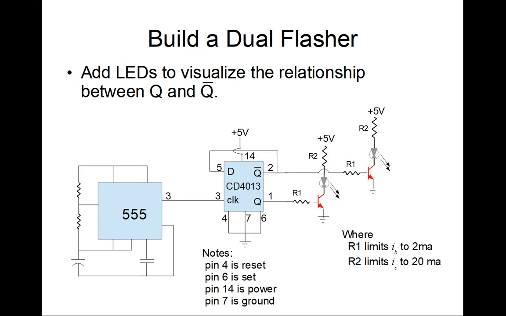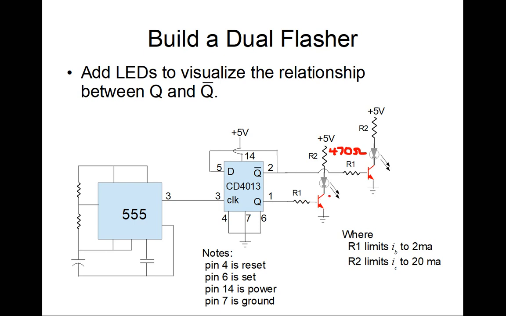Okay, so we can build a dual flasher, and a dual flasher looks like this. We're just going to take the two outputs. Well, let's use a transistor to drive the diodes. This is the current limiting resistor for the diode, and this is, let's say, 470 ohms. I'm just picking a number that may be a good number. And then what I do is I put a transistor here.